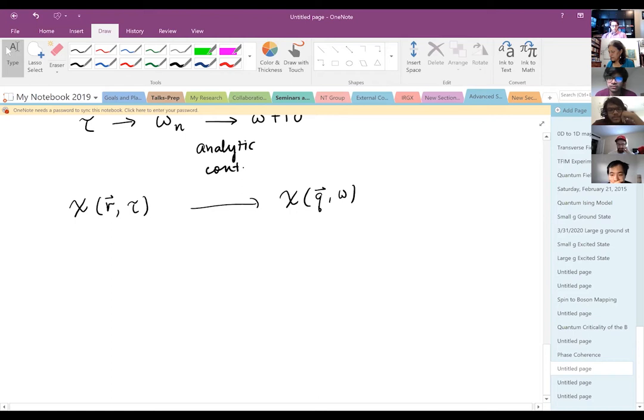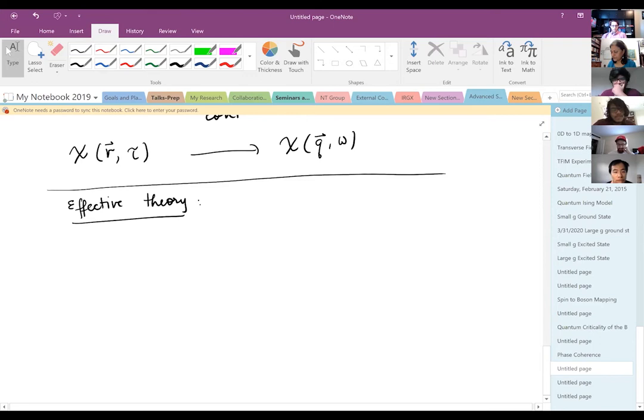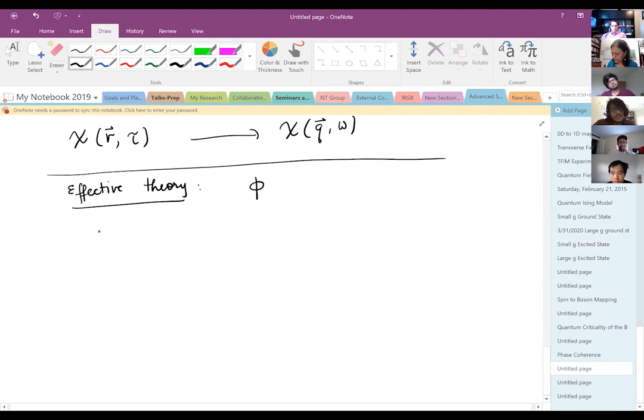Okay, so what I want to do next is come back to this question of the effective theory for the Bose model that we were talking about. Specifically, I want to pay attention to the phase degree of freedom. Because we wrote the model in terms of the Bose operators. Our Hamiltonian was written as something like minus t b_i dagger b_j plus the Hermitian conjugate.